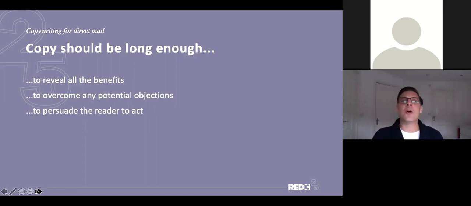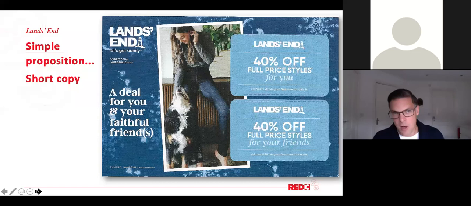Now, depending on what you're actually trying to achieve, that determines how much or how little copy you need to write. So, for example, this is a postcard from Land's End. The proposition here is basically 40% off, you and a friend, and that's it. If you're offering a discount of 40%, I don't think you really have to say any more than that, and that's why they can do it with a postcard.